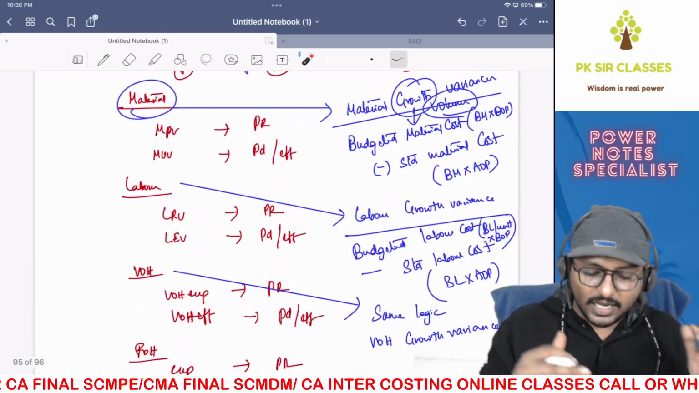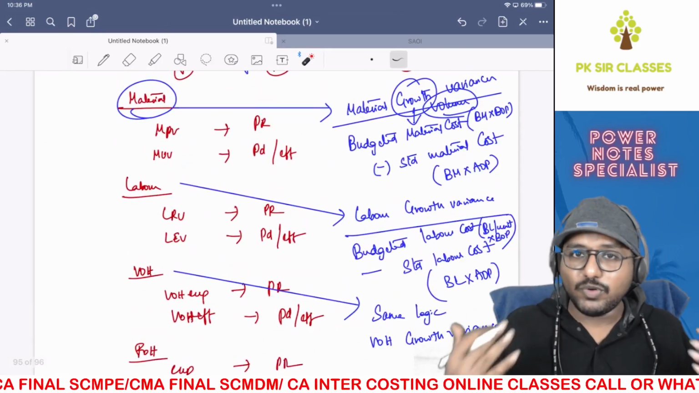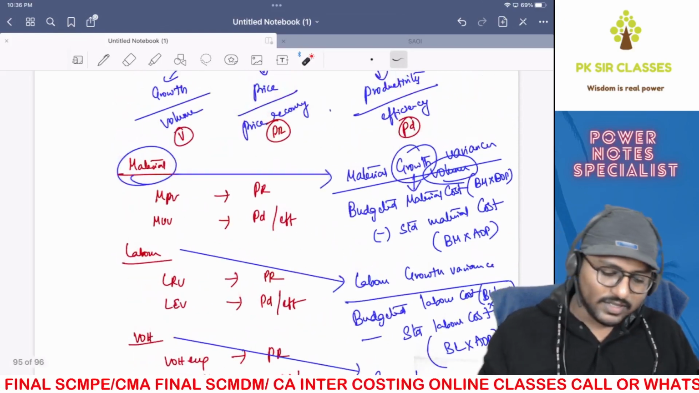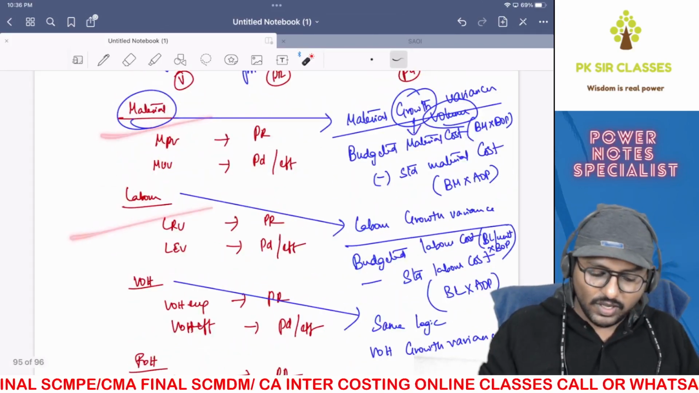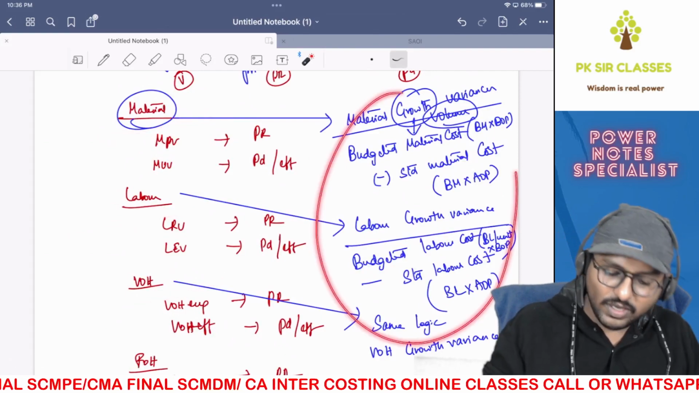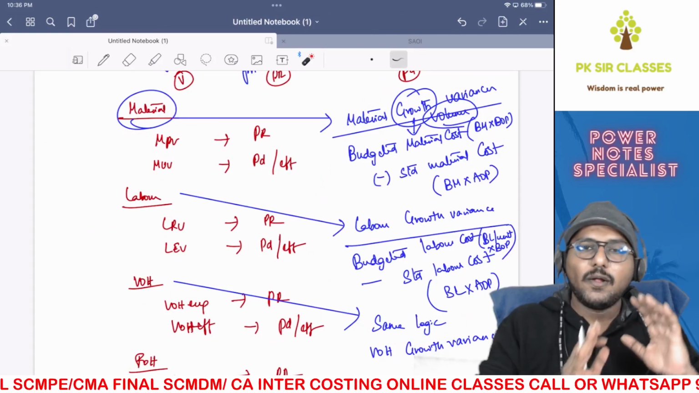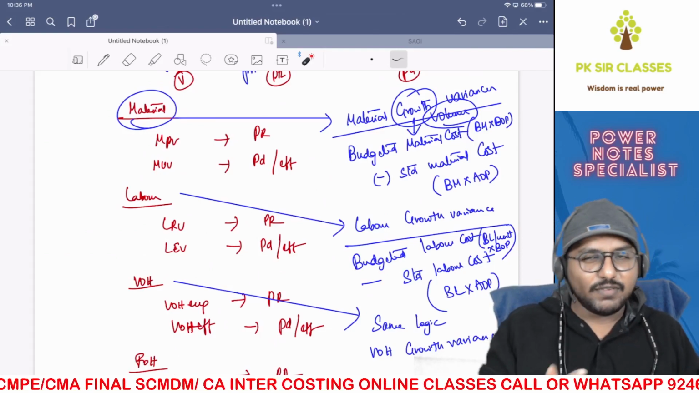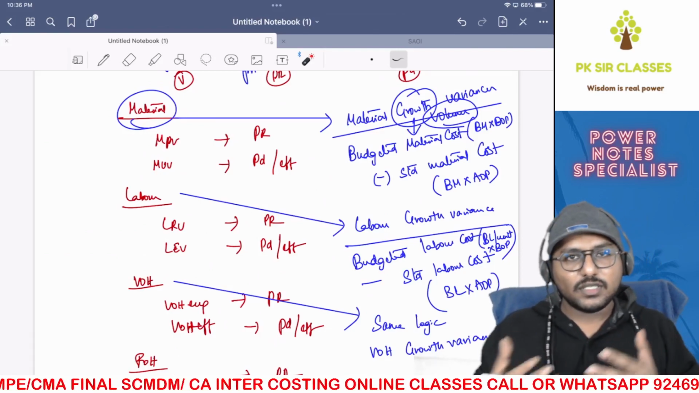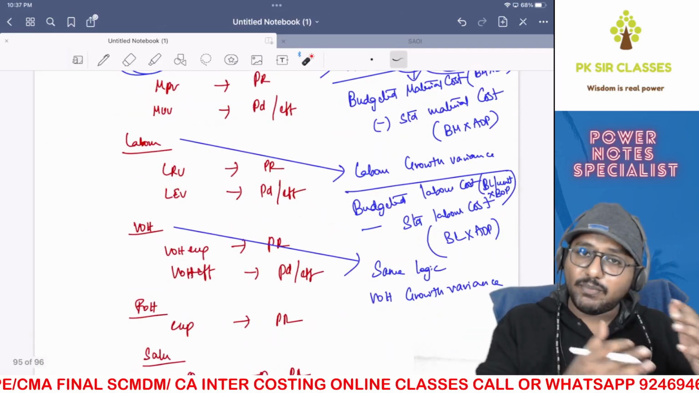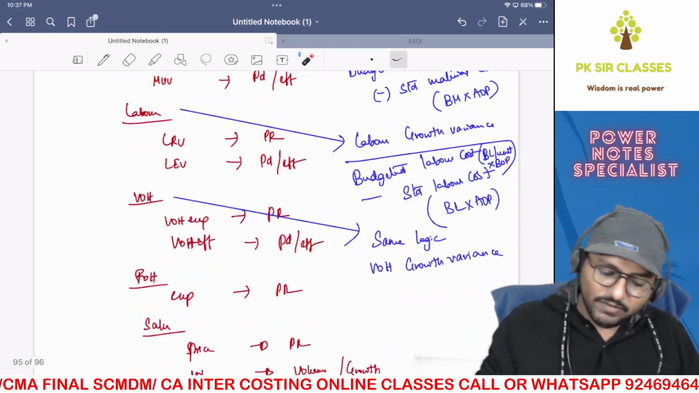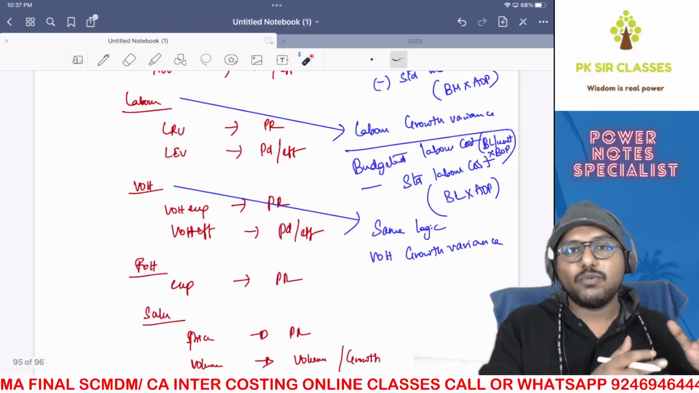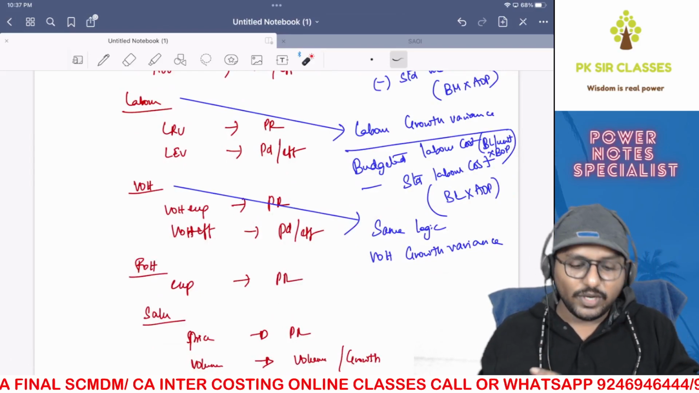And of course, in addition to the existing variances which we already know, there are three new variances: material growth, labor growth, and variable overheads growth variance. How to calculate that I told you, which is nothing but the difference between budgeted cost and standard cost. If it is material, budgeted material cost and standard material cost. If it is labor, budgeted labor cost and standard labor cost. If it is variable overheads, budgeted variable overhead cost and standard variable overhead cost.